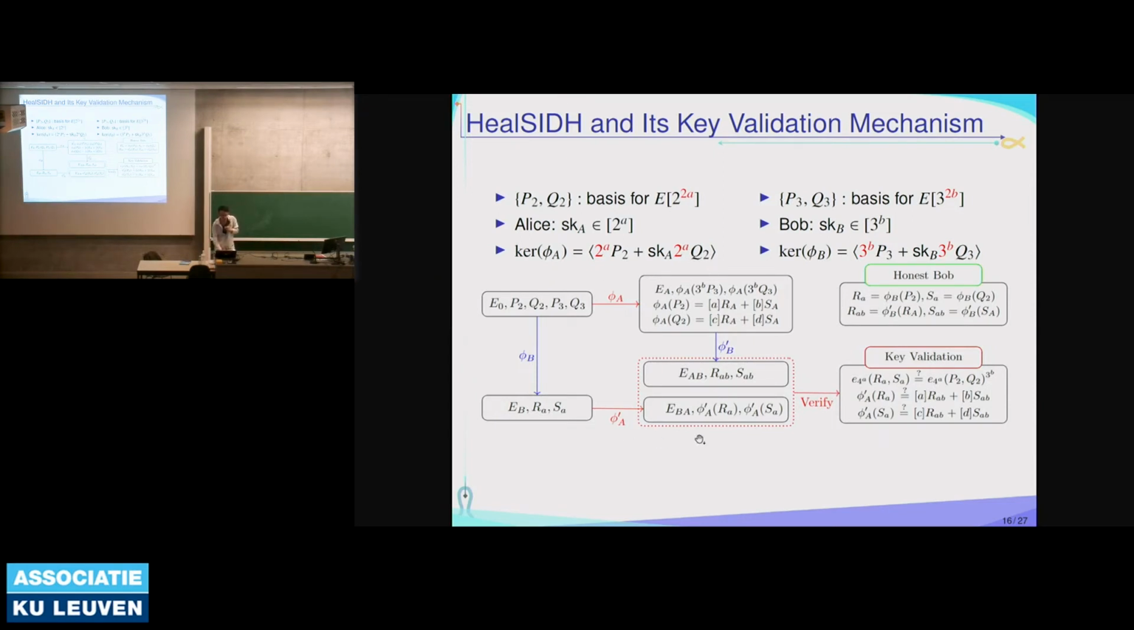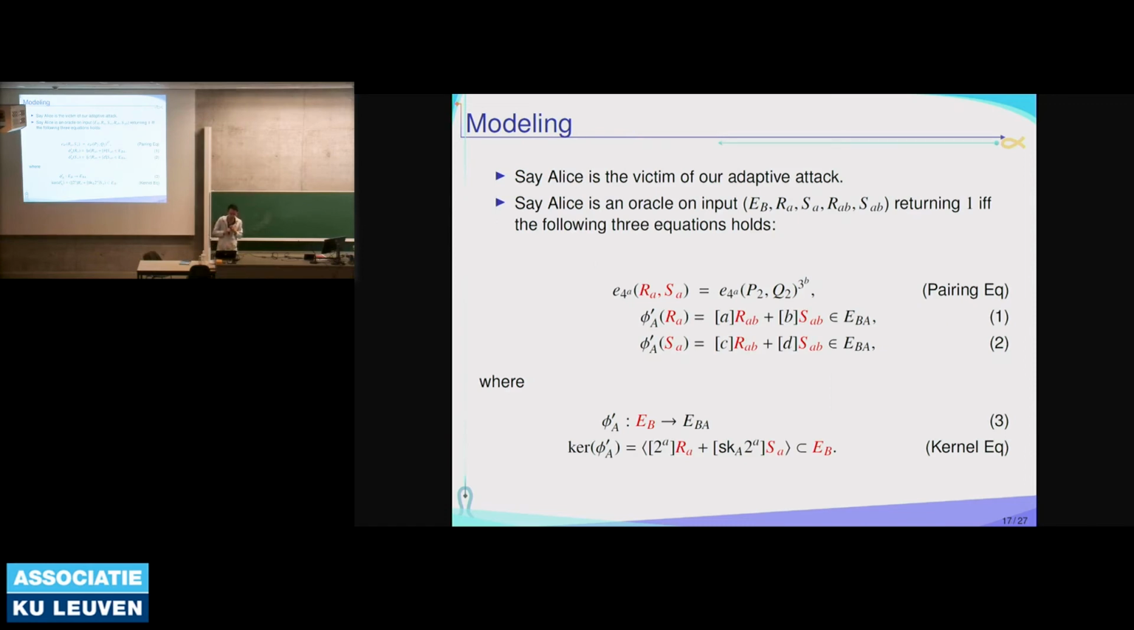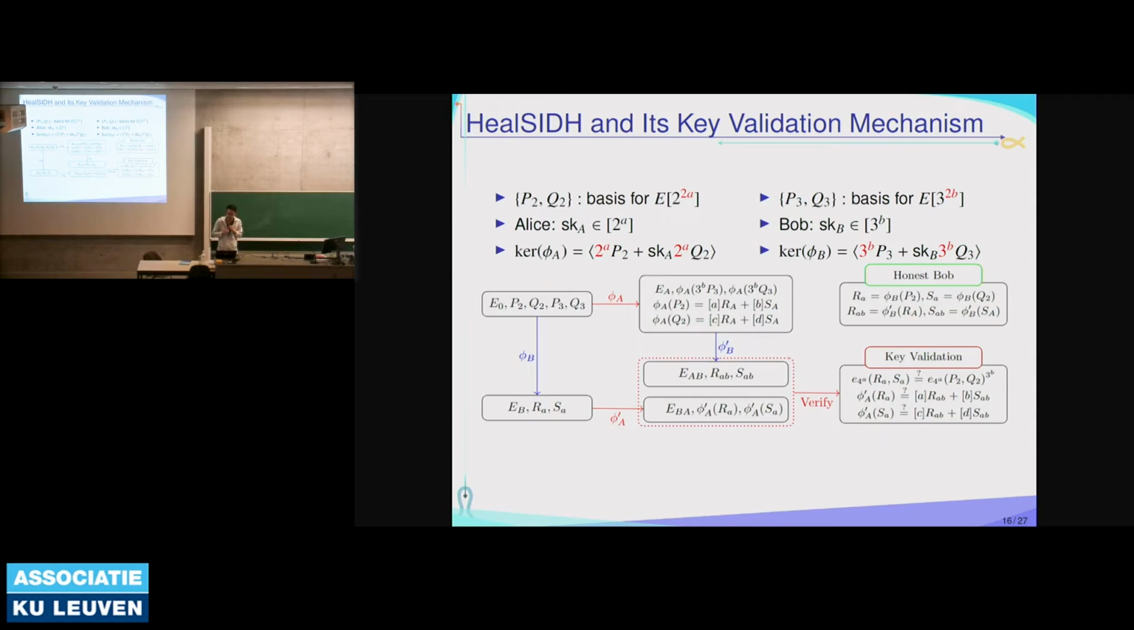So the left-hand side part is quite similar to SIDH, and they have something special in this diagram here for Alice. This information will be used to check the commutativity to see whether the commutativity will hold for this part. So this is the key validation mechanism they construct. But of course, we don't want to go into these things in too much detail. So I will just explain how we have another adaptive attack based on the key validation mechanism.